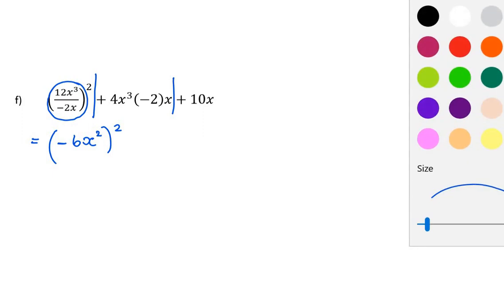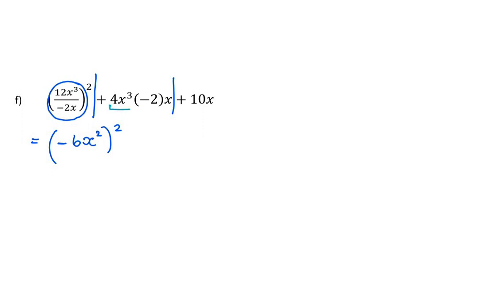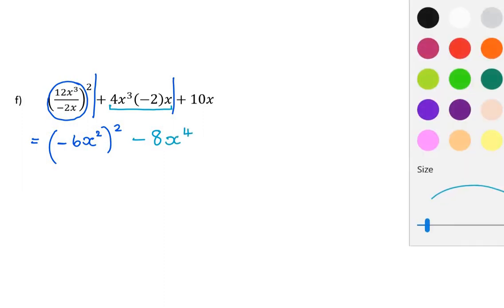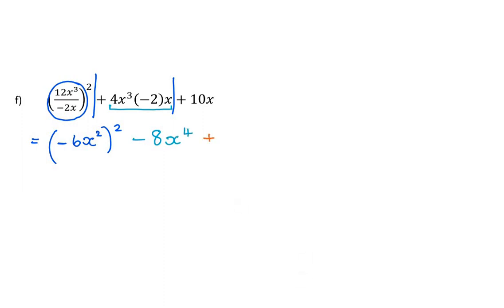Now if I look at my second term, I can actually simplify this all together. A positive times a negative is a negative. 4 times 2 is 8. X cubed times x would be x to the power of 4. And then last term is plus 10x. So I still need to simplify that first term further. Now just be careful, this means I'm squaring negative 6. And so negative 6 times negative 6 is positive 36.